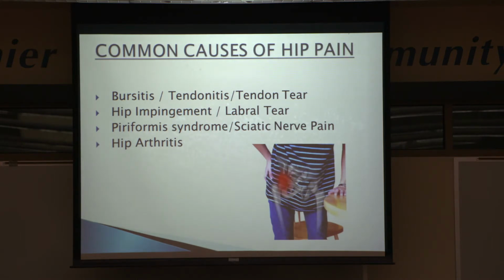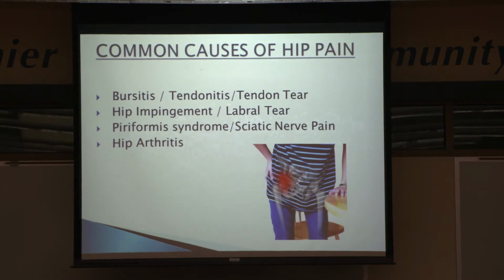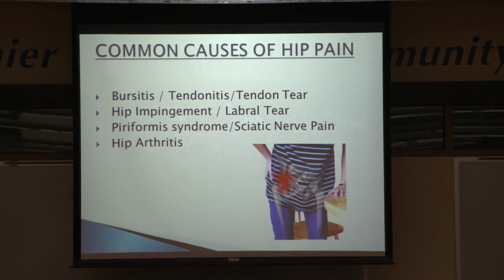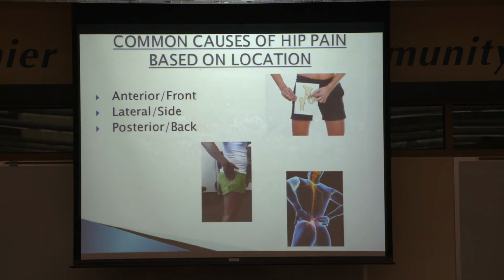So these are some of the common causes of hip pain, all the way from bursitis, tendonitis to tendon tearing. Hip impingement we'll get into. It's where some irregularity of the hip shape causes things to pinch and often is associated with a labral tear. And then a couple terms for sciatic nerve irritation include piriformis syndrome or deep gluteal syndrome, and then hip arthritis. So we're going to touch on these.